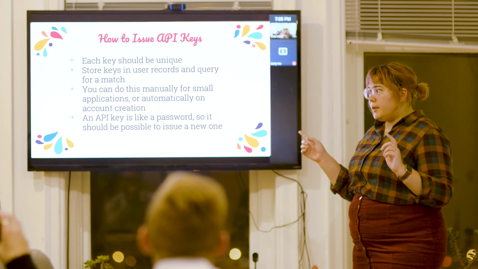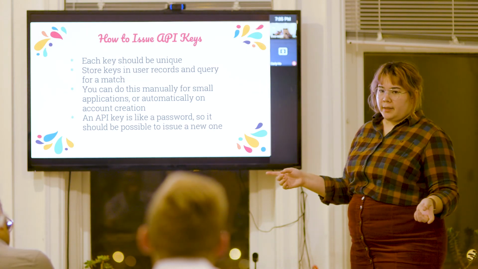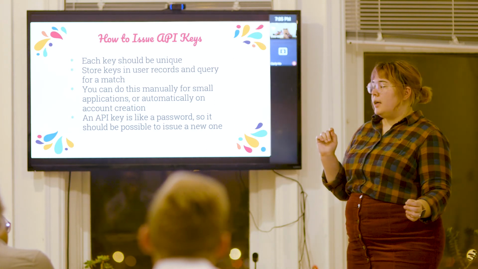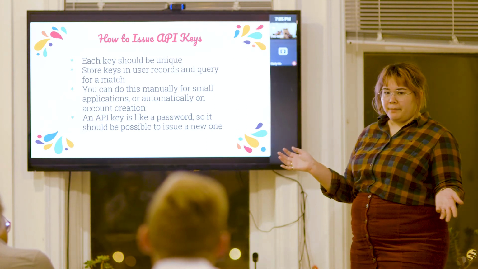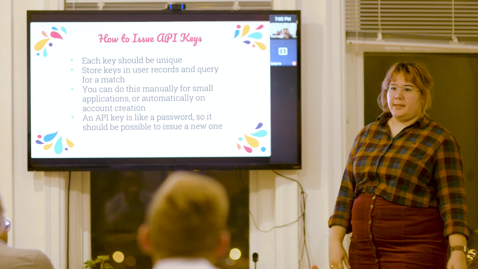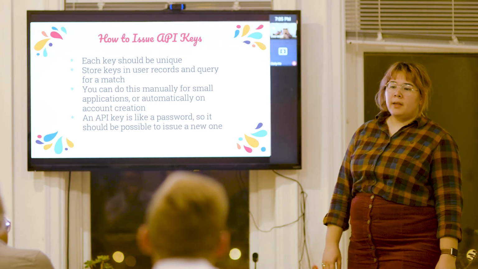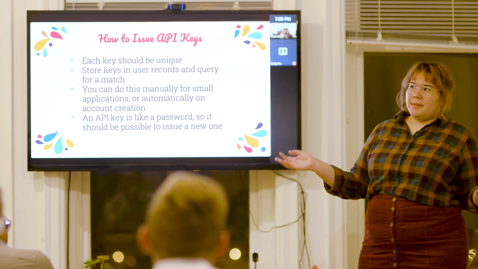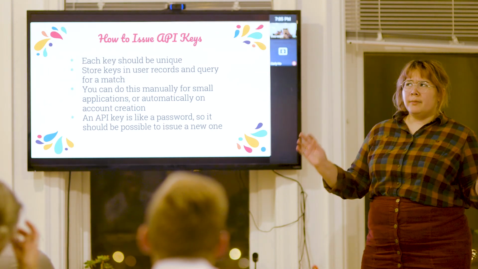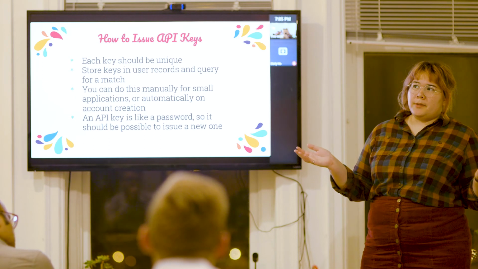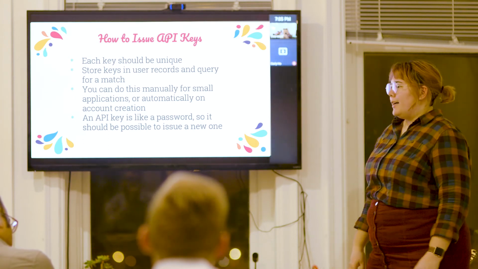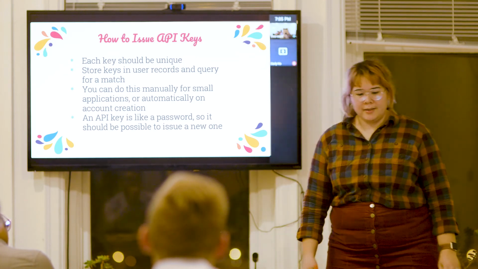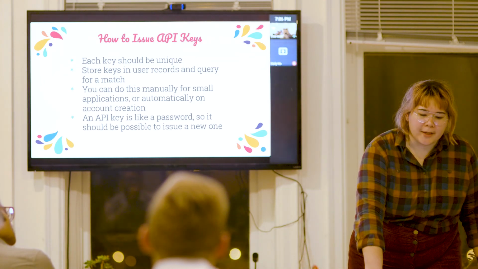And also a good thing to know is that you should ideally be able to issue a new one, whether that's again manually or automatically. It's kind of like a password, and it is basically a password because it does secure a bunch of important user data. So if someone's like, hey, I accidentally let someone get a hold of my API key, or whoops, I accidentally committed it to a public open source GitHub repository, can you issue me a new one? You should be able to do that if you are, in fact, securing data that you're returning via an API.